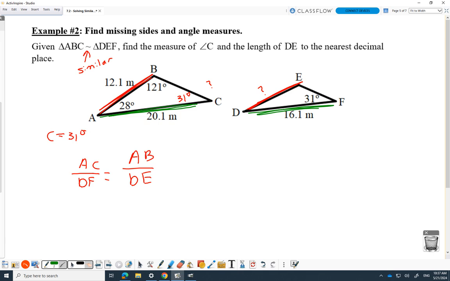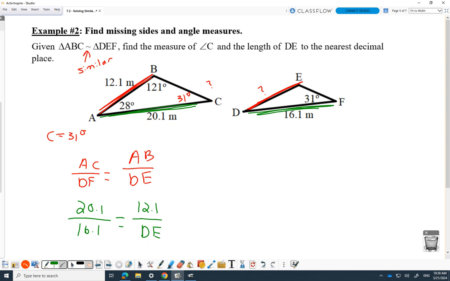How long is AC? 20.1. How long is DF? 16.1. How long is AB? 12.1. How long is DE? I don't know, and I'm okay with that. I'm totally fine with the fact that I don't know what DE is, because that's what I'm trying to find. Future physics people, don't get upset when the unknown is unknown in your equation. That's good, I've got an equation with one unknown, exactly what I want to find. What you were saying, this does that, but handles all sorts of situations as well.